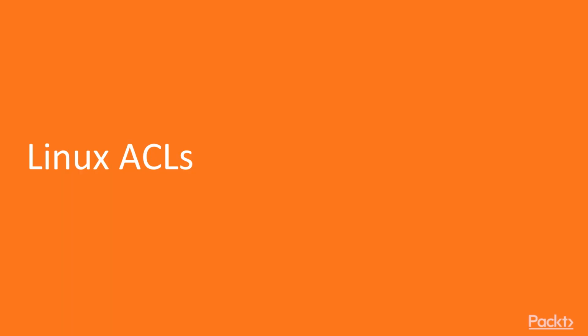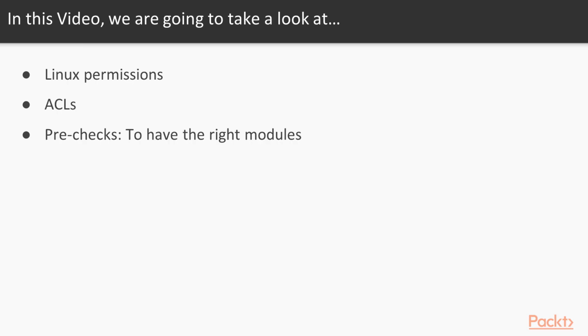Welcome to our section on security. In this section, we'll be looking at Linux ACLs, which will be a very important part of configuring or hardening the OS. So we'll be looking at Linux permissions in general. We will look at ACLs, which is access control list, and we will look at some of the pre-checks which we need to have for ACLs to be active, and then we'll look at some of the examples.